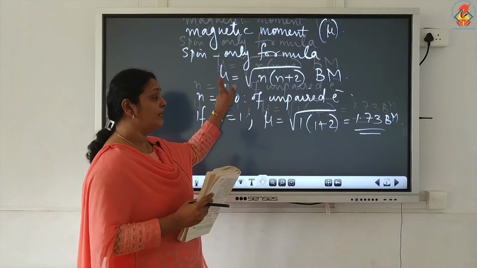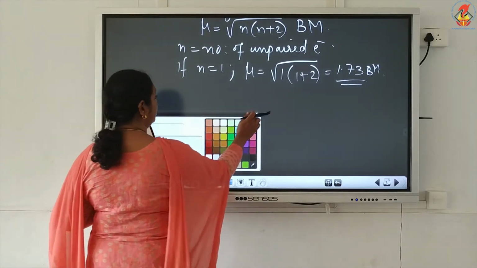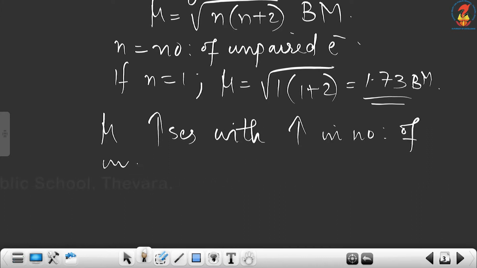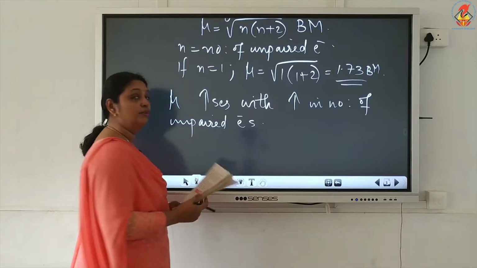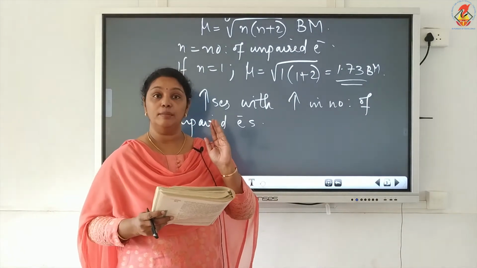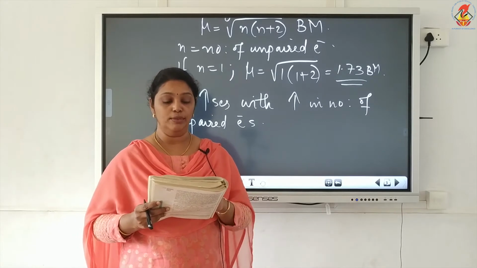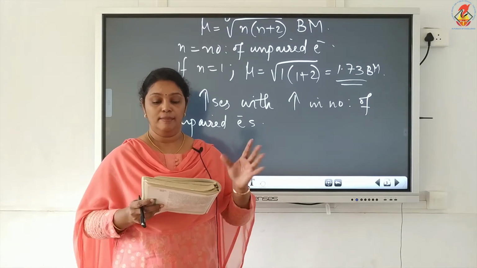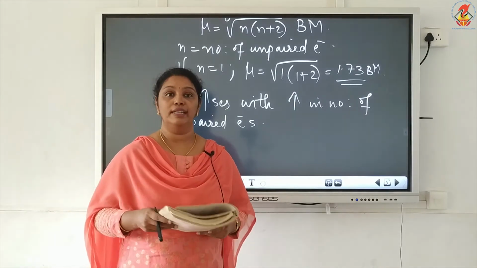Now, the magnetic moment mu increases with increase in the number of unpaired electrons. So, as the number of unpaired electrons increases, the value of magnetic moment also increases. If you know the magnetic moment value, you get an indication about the number of unpaired electrons present in the atom. Now, let us do two questions.